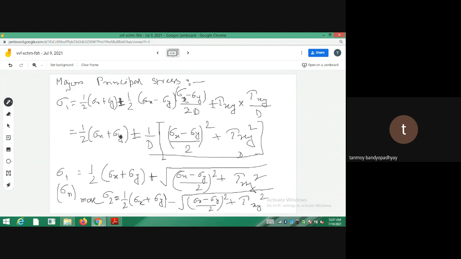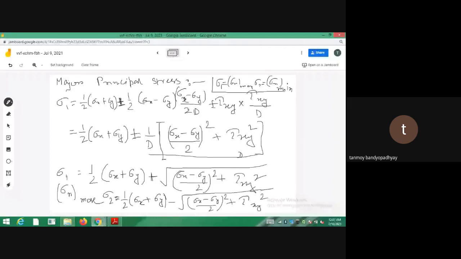So the positive one is sigma 1. So sigma 1 is actually sigma n max. So sigma 1 is the maximum value of the normal stress. Sigma 1 is actually sigma n max. And sigma 2 is actually sigma n min. So actually I am getting two values of theta p, two values of the principal planes. So if I put both the values of theta p in the expressions, I will be able to calculate sigma 1 and sigma 2.